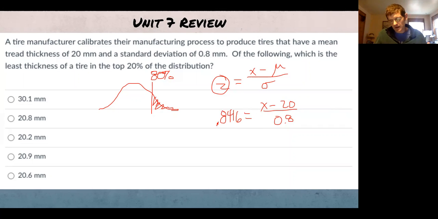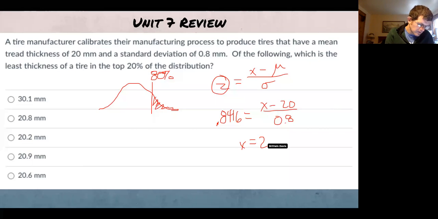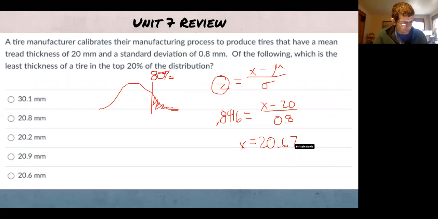All right, so now I can do the algebra and figure out which x value will give me the z-score of exactly that. Anyways, I'm just going to do the algebra without showing it on screen. Okay, 20.67 millimeters.